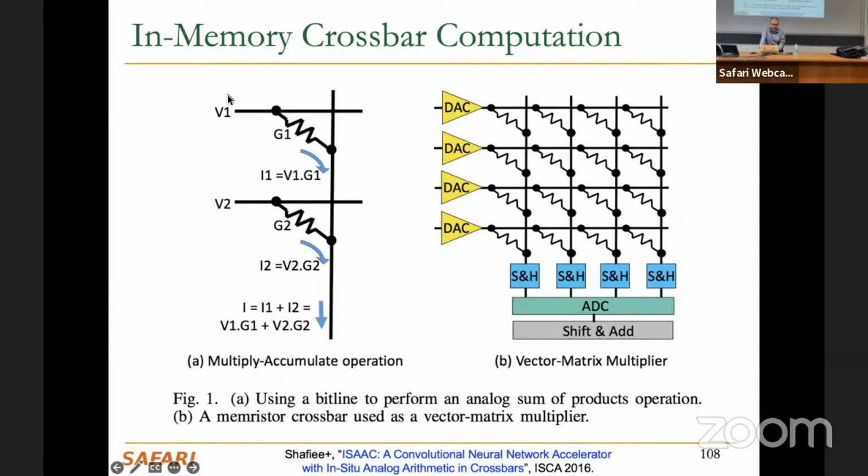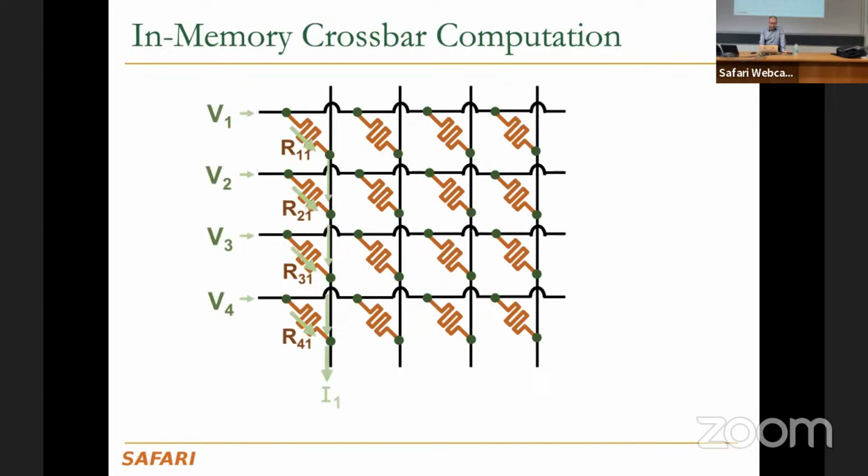These voltages can cause some current on this line, depending on the conductance of this resistor. And then the current value in this bitline is going to be the sum of these current values based on Kirchhoff's law. So that's why you can see that this is actually a kind of dot product. You can use this analog perspective and then convert it to digital to easily do the dot product. And people have done it. So I already explained this.